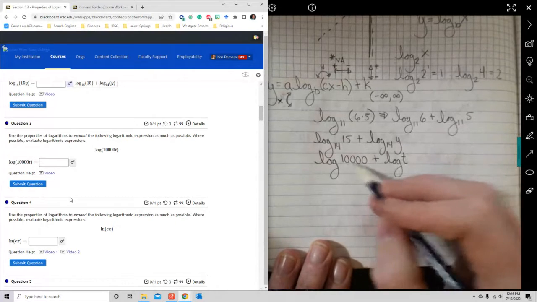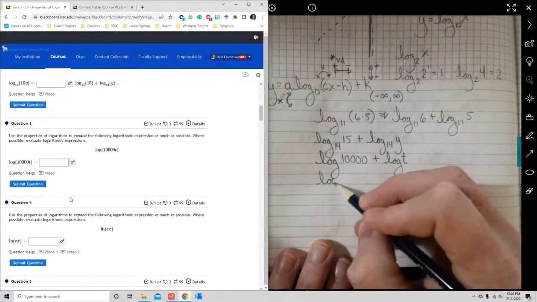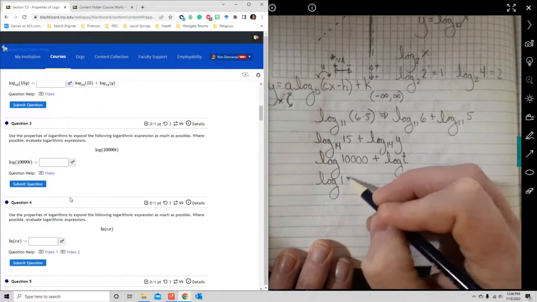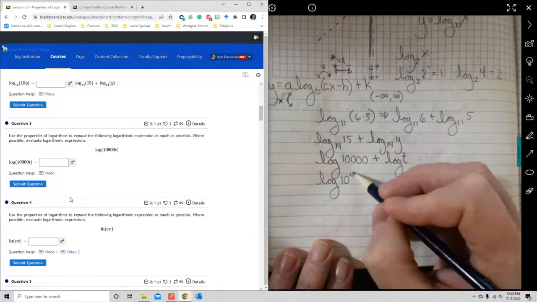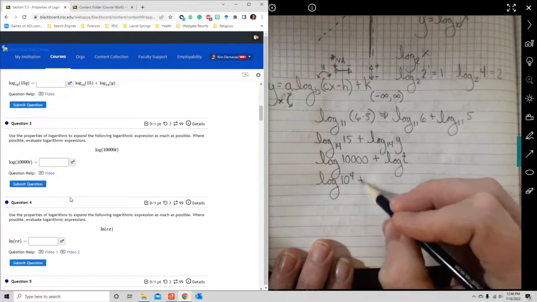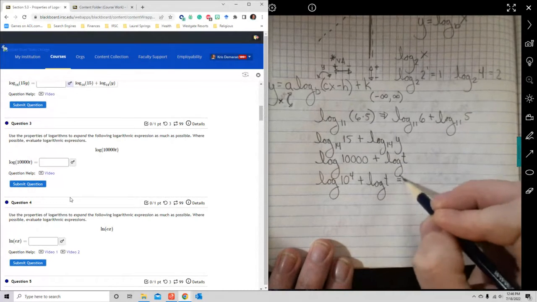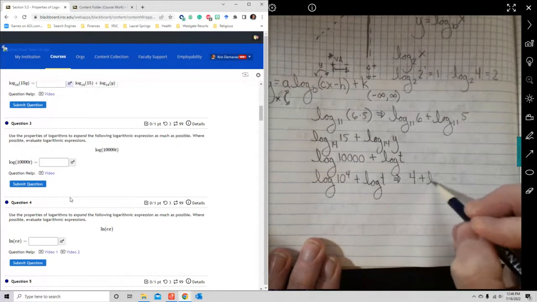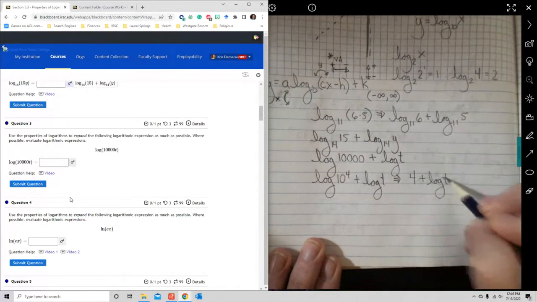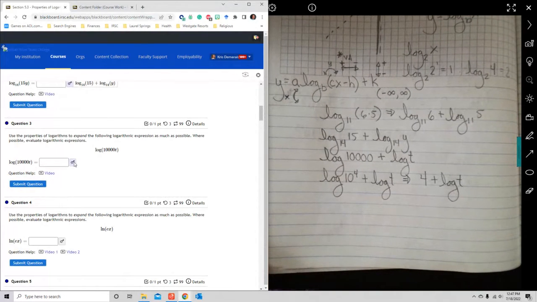But then we notice something about this. This is the same thing as writing log base 10, which is understood to be the common log, of 10 to the 4th power plus log t. In that case, we can simplify this to 4 plus log of t. And that's what we're going to look for as an answer there.